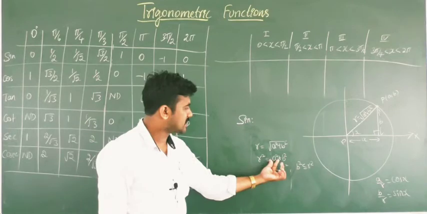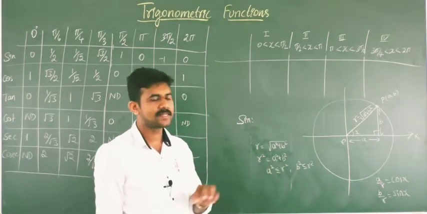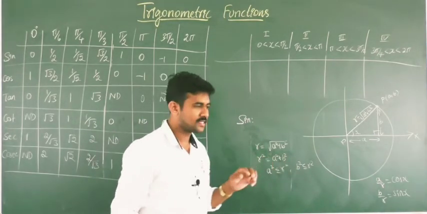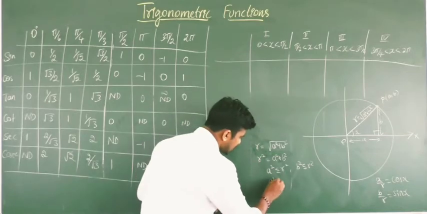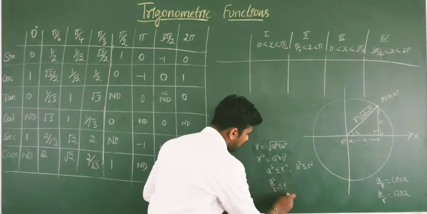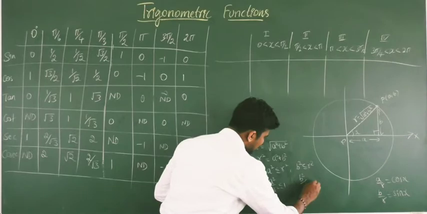So A square must be less than or equal to R square, and B square must be less than or equal to R square. By this we can write A square by R square is less than or equal to 1, and B square by R square is less than or equal to 1.